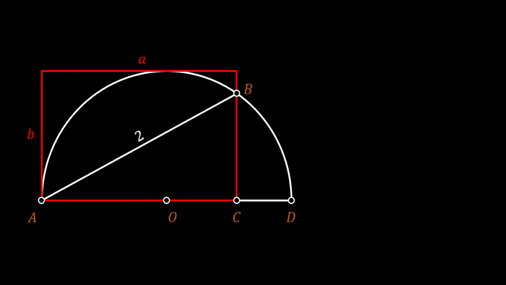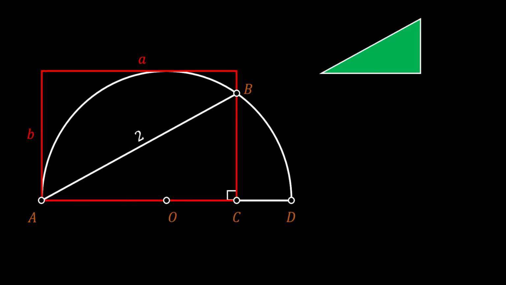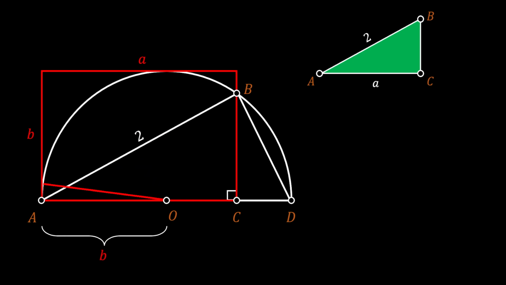Now we can notice that the angle at the point C is the right angle, so we will first take a look at this green right triangle ABC. This right triangle has the hypotenuse of 2 and the leg of A. Now let us pull a line from the point B to the point D. And let's notice that the height B represents the radius of our half circle. So that means that if we rotate it, we will get that the line AD is equal to 2 times B. Now let us try to prove that the angle at the point B is also the right angle.